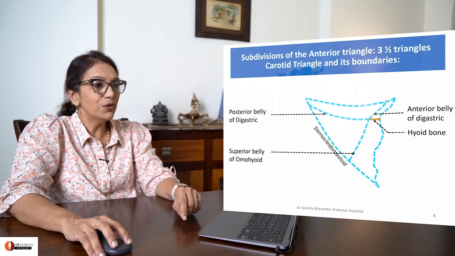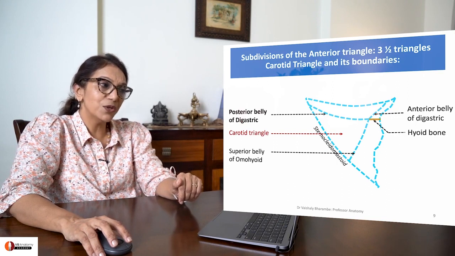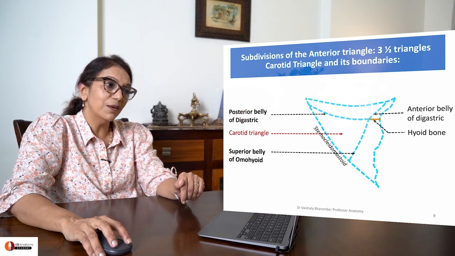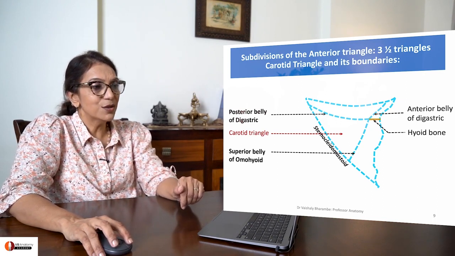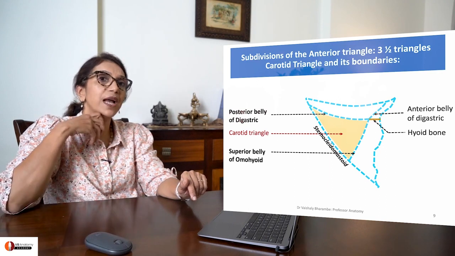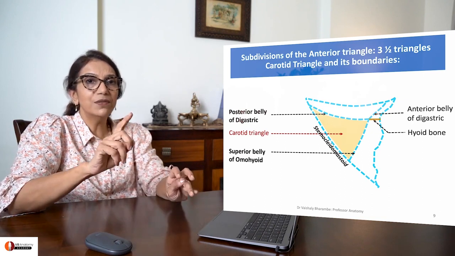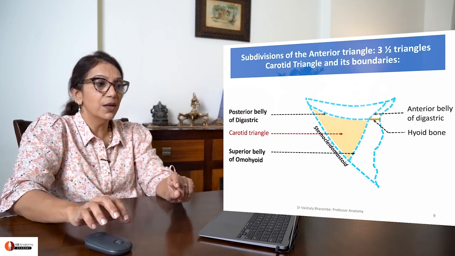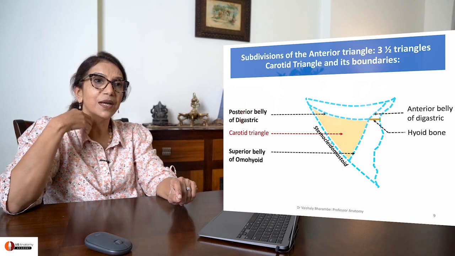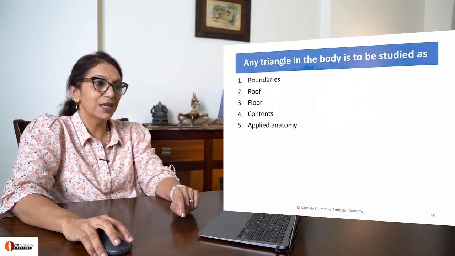Okay. Today we are going to focus on the carotid triangle here, which is bound superiorly by posterior belly of digastric, in front and below by the superior belly of omohyoid, and posteriorly by the sternocleidomastoid. So this is the triangle we are looking at. Are you there in the class now, students? We saw the anterior triangle. We divided the anterior triangle into 3.5 triangles. Out of that, we are going to focus on the carotid triangle, which is bound above by posterior belly of digastric, below by superior belly of omohyoid, and posteriorly by the sternocleidomastoid muscle. Okay, so let's take it from here.